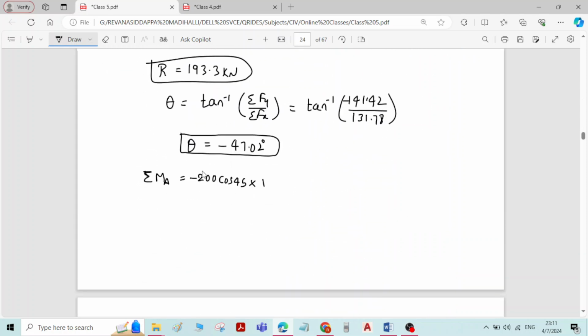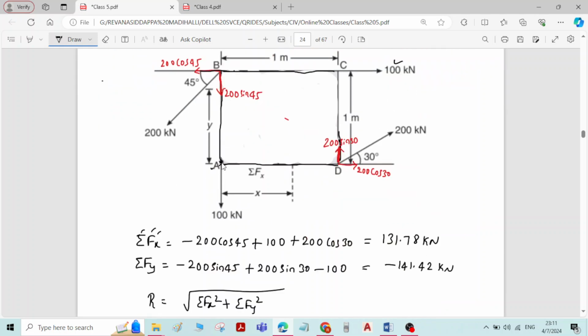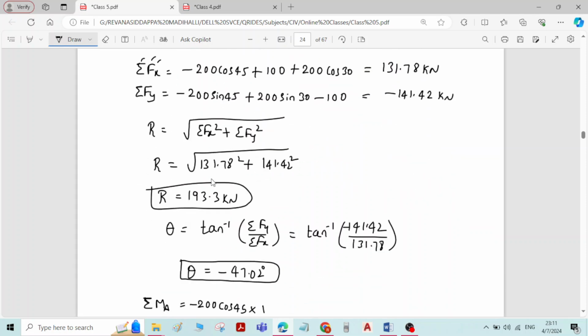Sign is minus, which means, assume that this rigid plate is free to rotate about point A. Assume that the plate is hinged at point A. It is free to rotate about point A. In that case, if you apply a leftward force at the corner B, what happens? The plate will try to rotate in anti-clockwise direction. So the sign is minus, anti-clockwise moment.